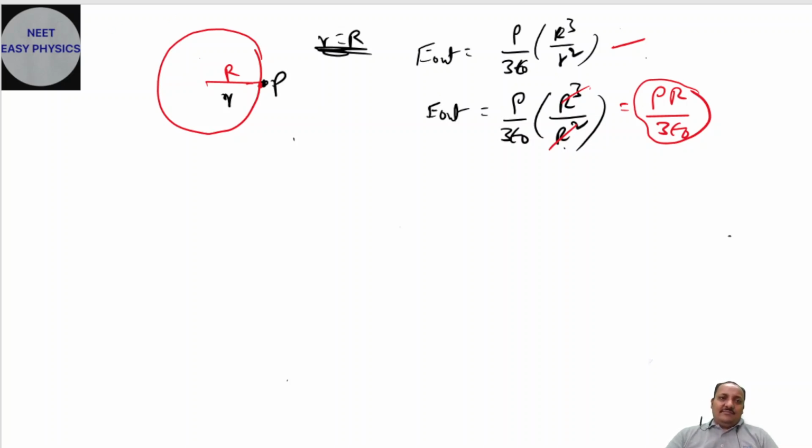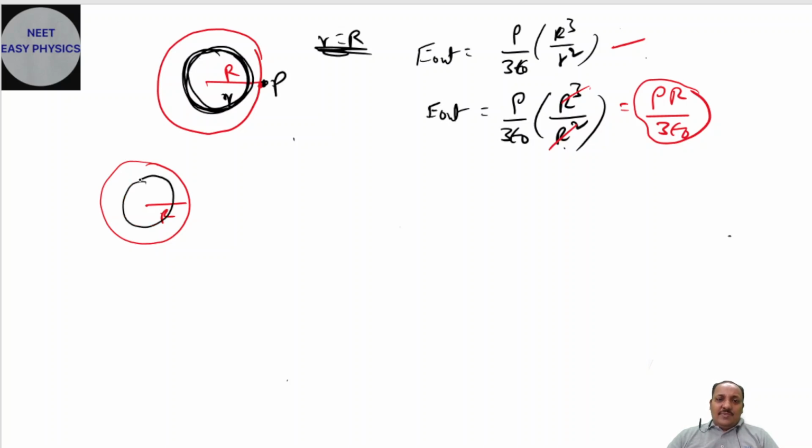Now within the shell, or within the non-conducting sphere, how much charge is available? See here. How much charge is available on radius capital R? The same charge is not available on the sphere which is at a distance small r, so the charge is going to change. How much charge is available within the smaller sphere? For that, it is very simple.